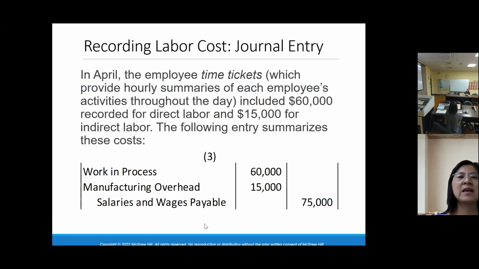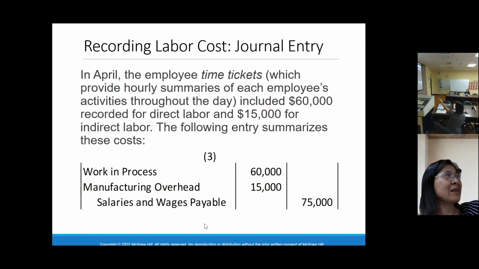Okay, here. In April, the employee time tickets included 60,000 recorded for direct labor and 15,000 for indirect labor. So 60,000 of direct labor and 15,000 of indirect labor were put into production. So this is the journal entry. Your work in process will be increased by the direct labor, that is 60,000, right? And your manufacturing overhead will be increased by 15,000, which is indirect labor.